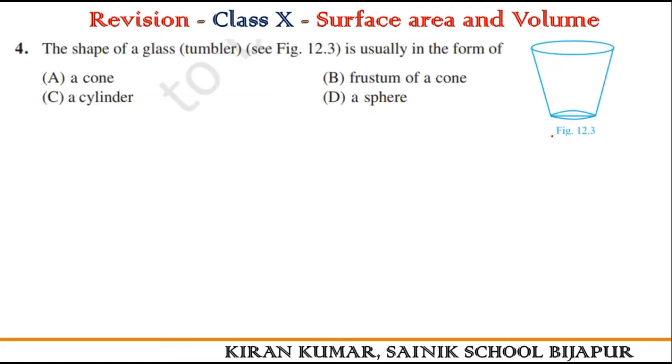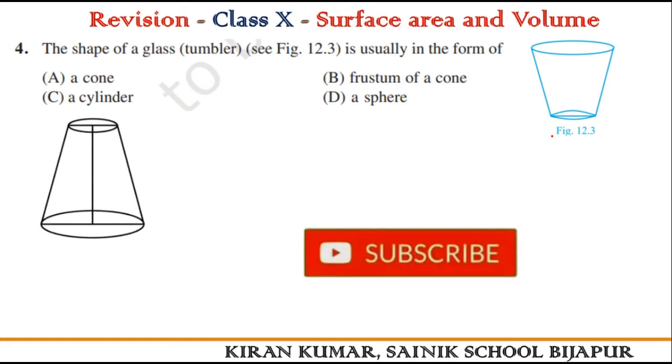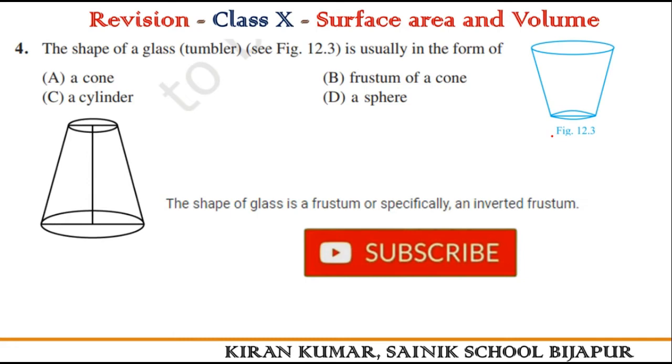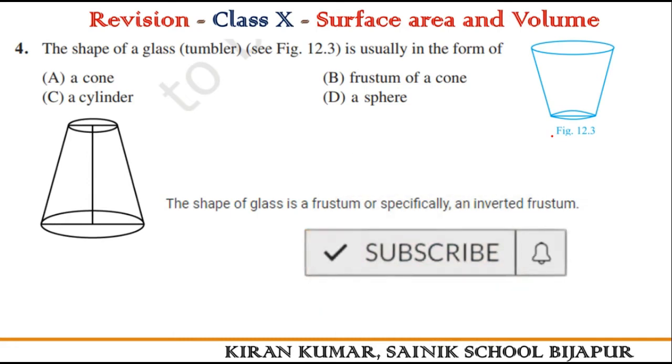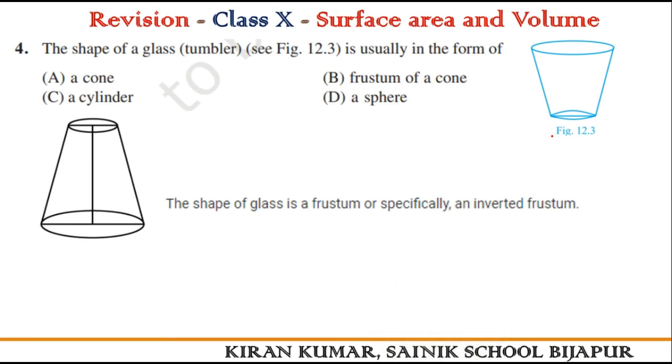Question 4. The shape of a glass tumbler, you can look at figure 12.3, is usually in the form of, this shape we have learnt, it is the shape of frustum of a cone. In turn it is an inverted frustum. So the right option is option B, frustum of a cone.